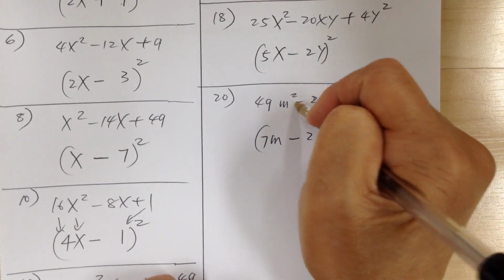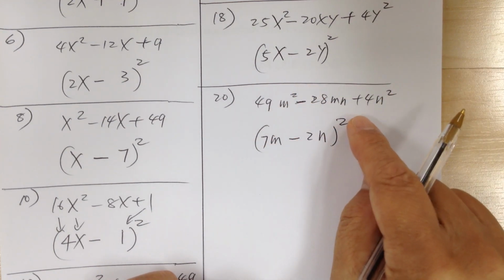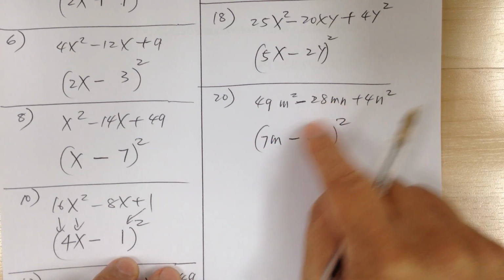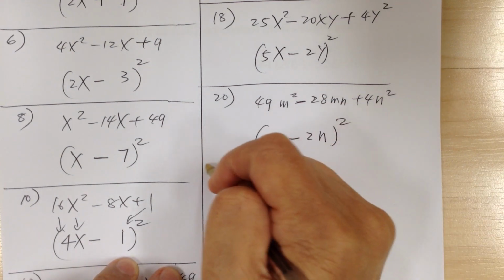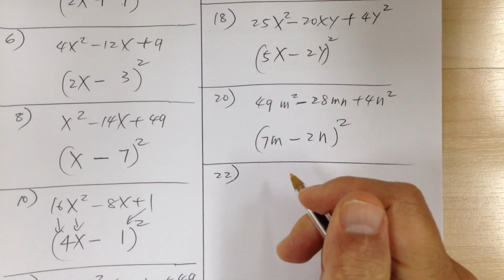Okay, let's check the middle term if it matches. So negative matches. Number 2 times 2 is 4. 4 times 7 is 28. So that's good. Alphabet m, n, so good. Okay, so again, you have to just go through the checklist.